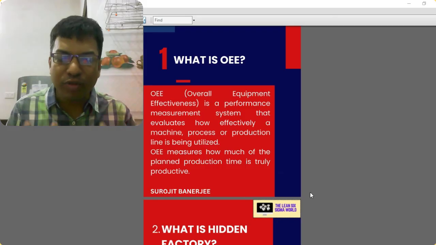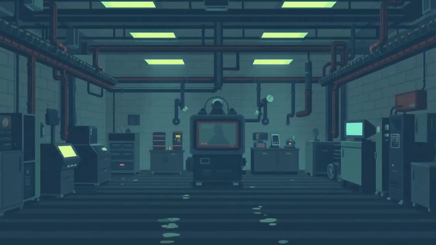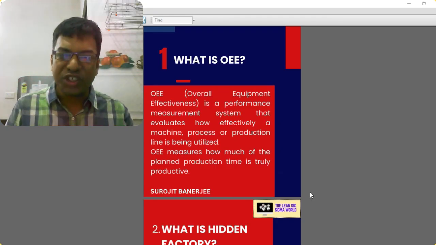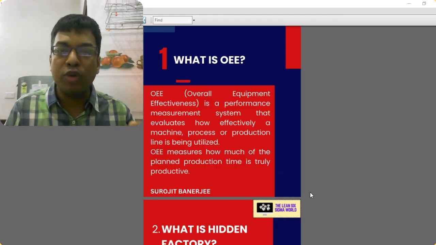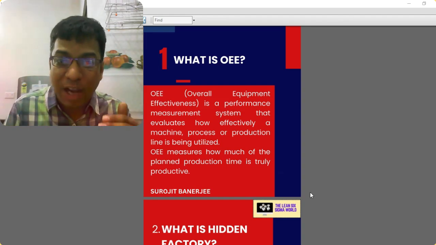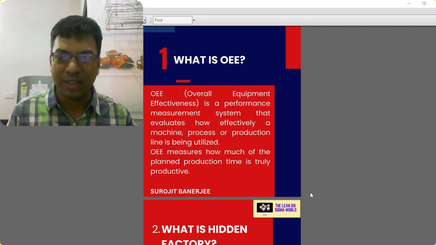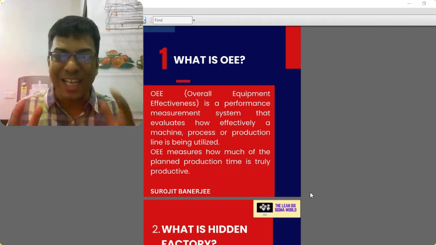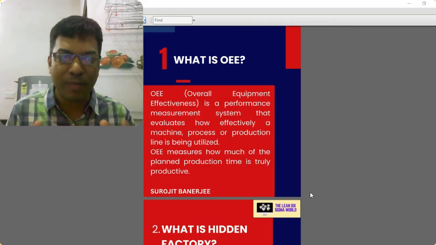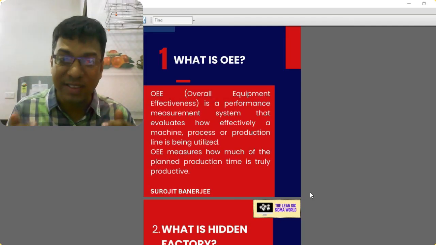So OEE helps to find out the hidden enemies inside your department, which are restricting you from performing to your full potential. So it helps to find out all those hidden enemies inside your department. That's why OEE is a critical performance indicator of your department. So that's why we need to measure OEE.